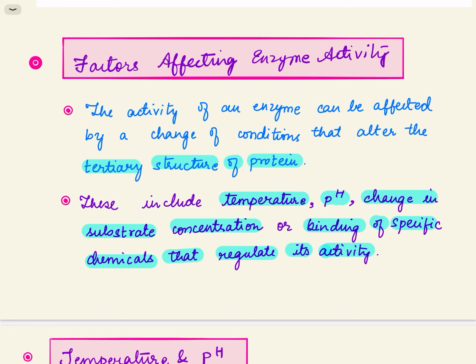Welcome back to Chris Biology, to the series of enzymes. So today we are going to study about the factors affecting enzyme activity.